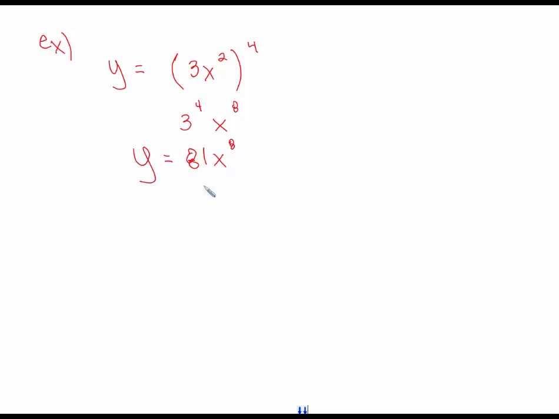So let's take the derivative of this now. We're going to end up with y prime is equal to 81 times 8. I believe that gives us 648. x, subtract 1 from the exponent, and then you get your answer. Just remember though, when the function expression looks like this, you cannot use the power rule directly. You have to distribute this exponent, simplify, and then you can use the power rule.